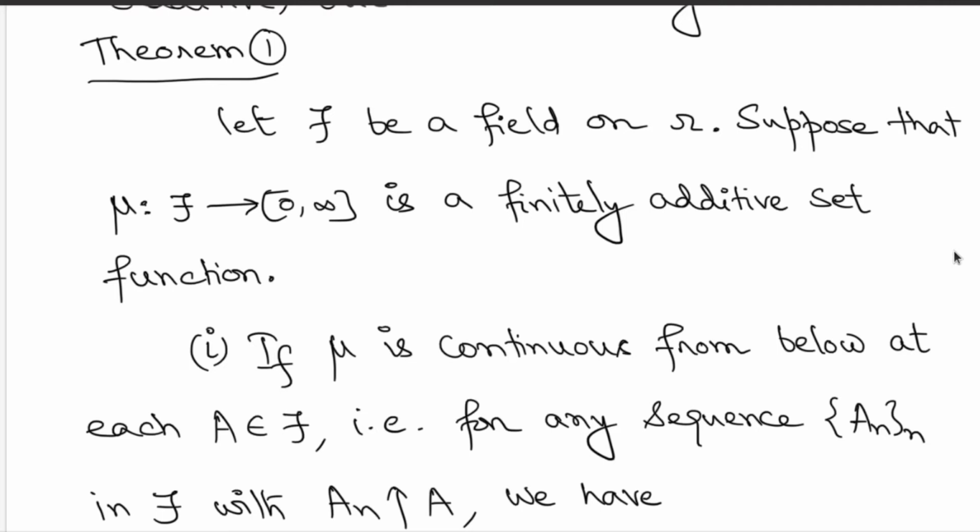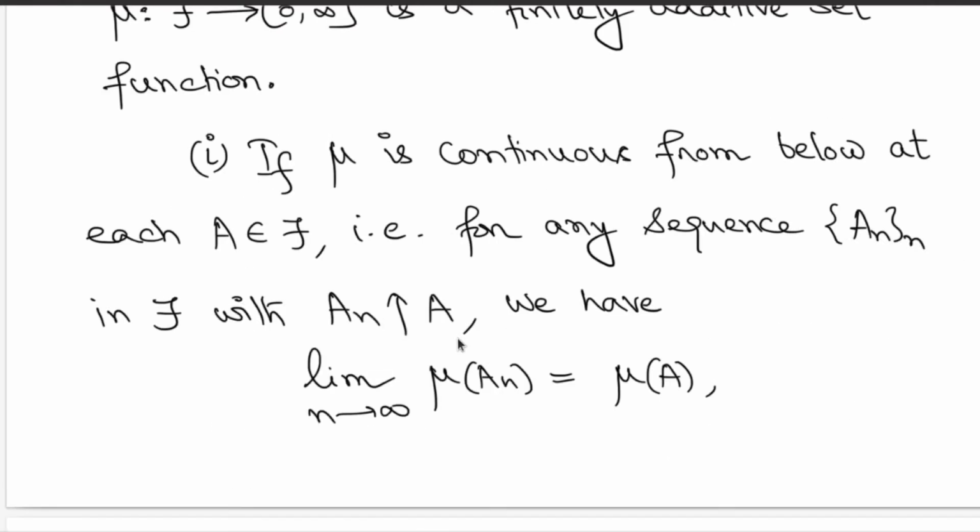So this is the discussion in theorem 1, which is the main result of this lecture. So let us see this. For measures, we already had this property. Now we are starting off with finite additivity, so we don't have countable additivity, which was used to prove this continuity assumption. So now from finite additivity, we are adding as part of the hypothesis certain continuity assumptions, which is continuity from below for this finitely additive set function.